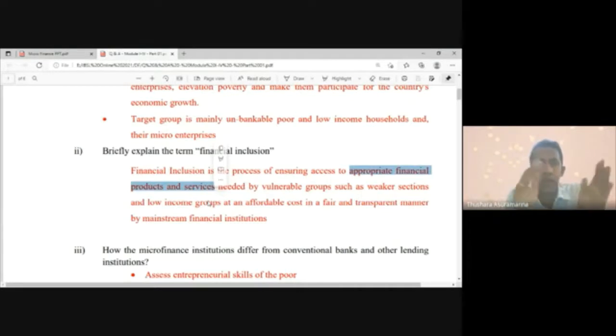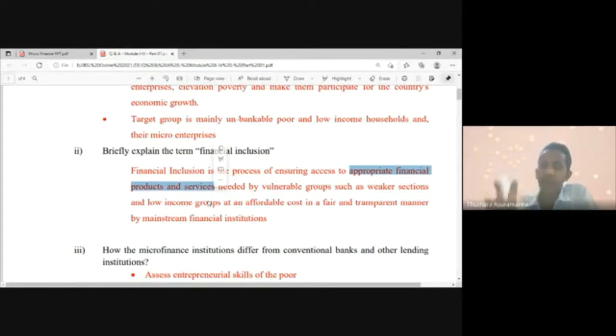Part 2. Weaker section, poor households, vulnerable groups, and so many things you can mention. That's what, again, a microfinancing definition. To whom? Vulnerable groups, weaker section of the economy, or maybe poor households, people below the poverty line. There are so many things in the commentary. So first one, what, who, then how.